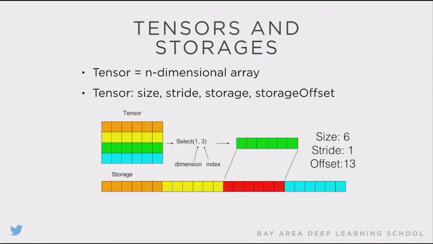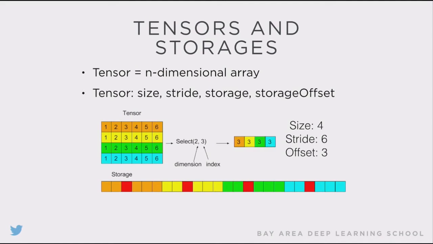So if I pull out a column, then something different happens, which is I have a size of 4 here, and my stride is now 6, because in order to grab each element of the column, I have to skip 6. And then the offset of 3 is because I grabbed the third element there. Right, so that's kind of a view of the memory model.